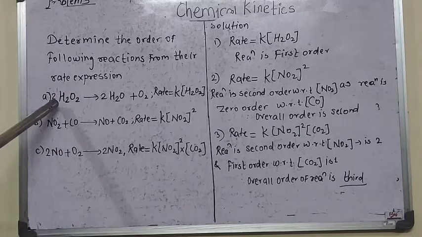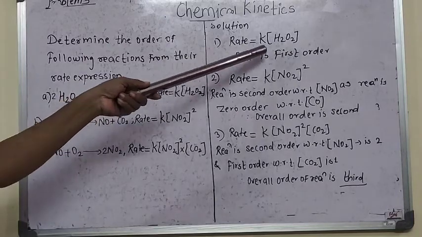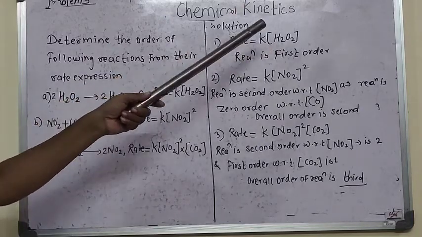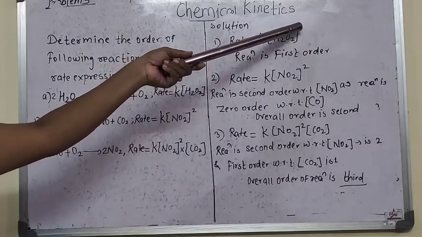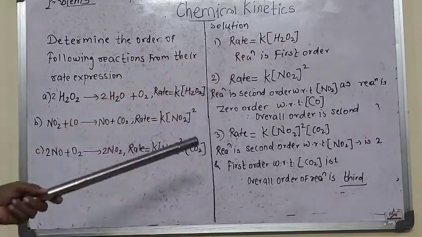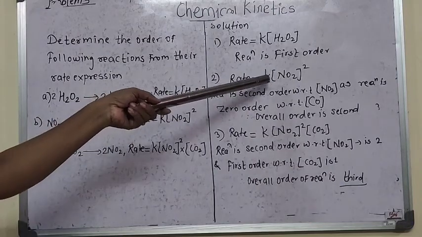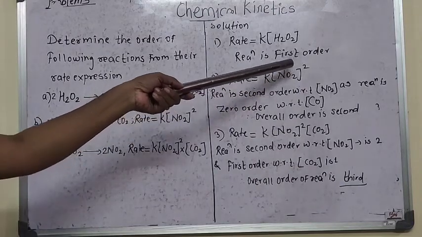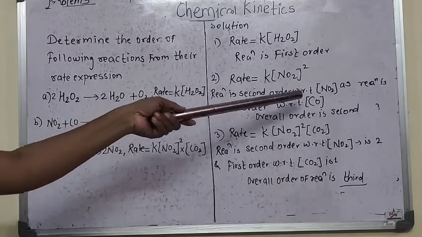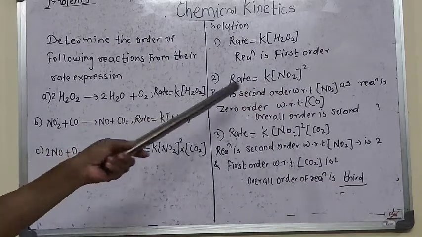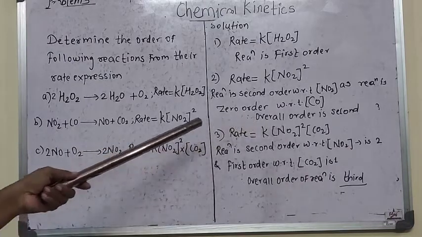So for the first reaction we are going to see what the order of the reaction is. Rate is equal to K into molar concentration of H2O2. So the power x for this reaction is 1. So the reaction is of first order. The second reaction, in which the rate is given as rate equal to K molar concentration of NO2 to the power of 2: the reaction is second order with respect to NO2, and with respect to CO it is a zero order reaction. So the overall order of the reaction is second.